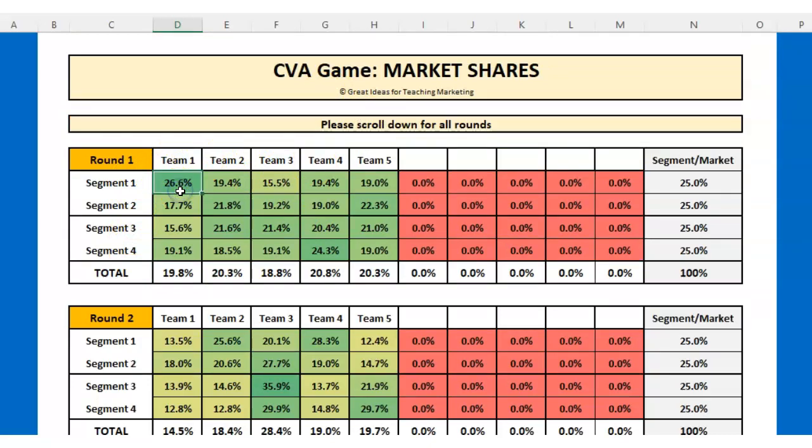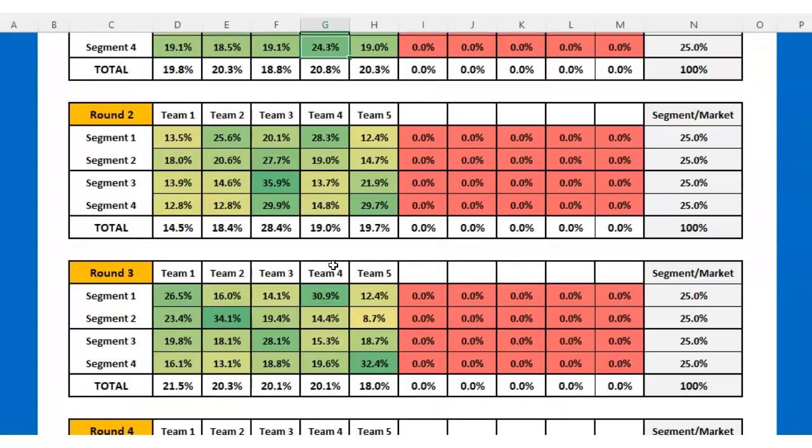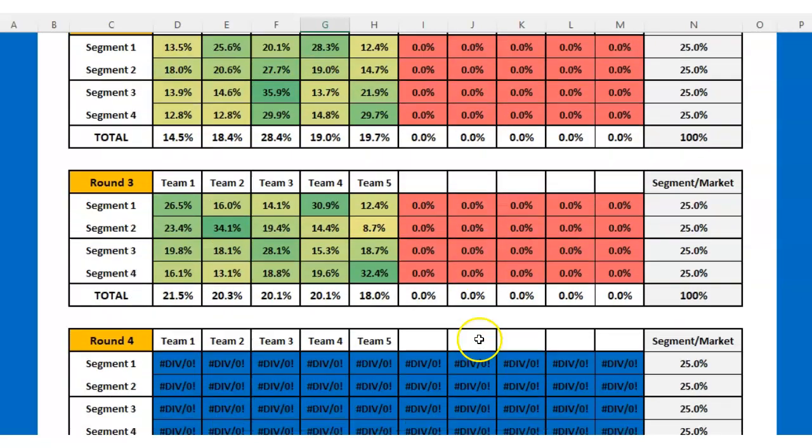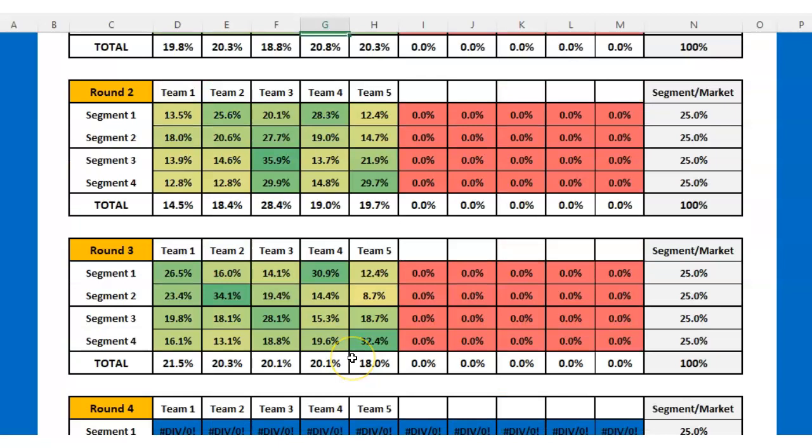Team 1 is doing quite well in segment 1. Team 2 is doing well in segments 2 and 3. We go here to Team 4. They're doing quite well there. But come down, I've got a bit of data in here. I haven't put anything in round 4, so you'll always see this at the bottom because we haven't got to round 4 yet. But you can see Team 2 in round 3 is doing very well in segment 2. So if that was our target, we would then model ourselves on Team 2.